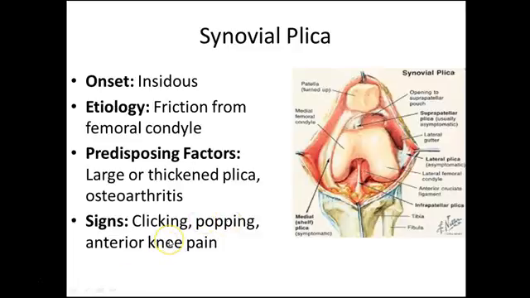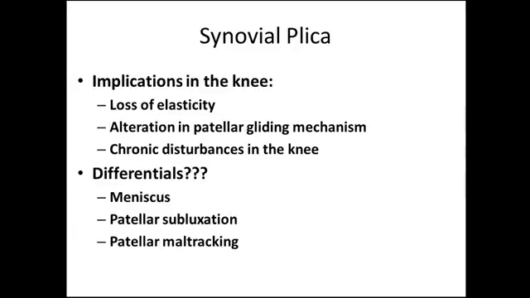When we think about a meniscus, what are some of the signs and symptoms? Some of the signs and symptoms are clicking and popping. And so a lot of the meniscal special tests will also be positive for a plica. In the lab, we'll talk about what special tests we could use to differentiate between a plica and a meniscal tear. So if in fact a patient has a synovial plica, what are the implications in the knee? Number one, loss of elasticity, and then alteration in the patellar gliding mechanism. And then the patient could just complain of overall chronic disturbances in the knee if we don't care for it.